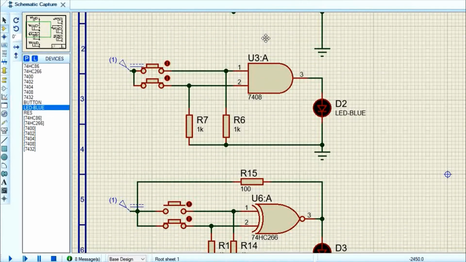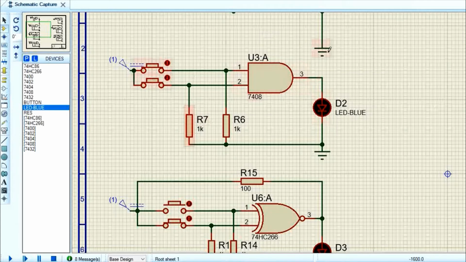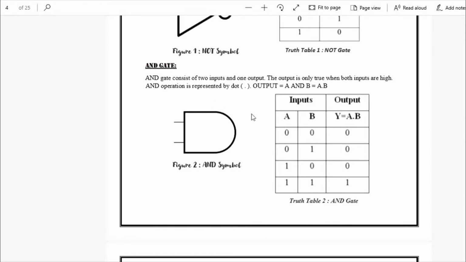Here is the circuit for the AND gate. Before going to show you the simulation for the AND gate, I would like to tell you about the working and truth table of the AND gate. So let's have a look at it. Here is the truth table for the AND gate. The Boolean expression for the AND gate can be written as A and B, or A dot B. So the AND gate is represented by the symbol dot. It is the product of two inputs.